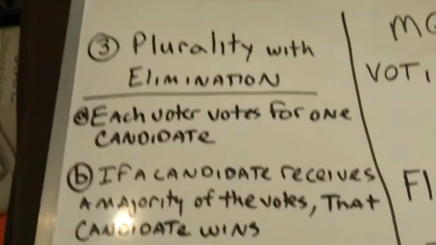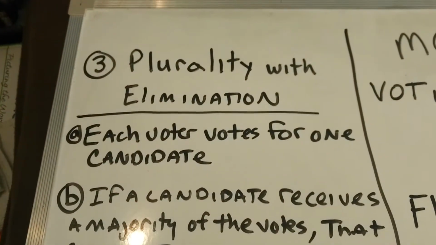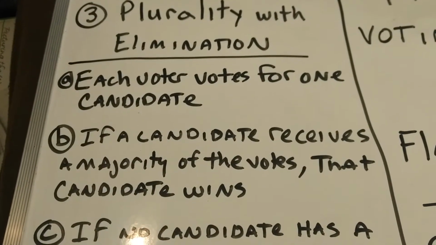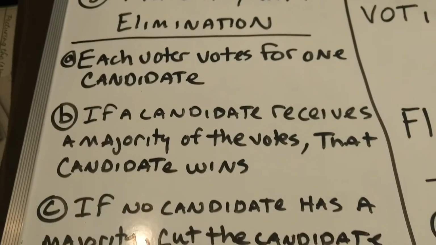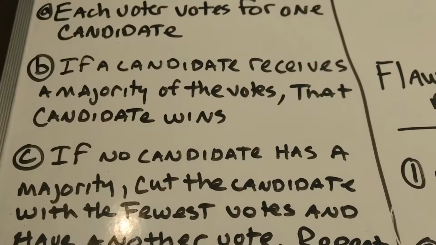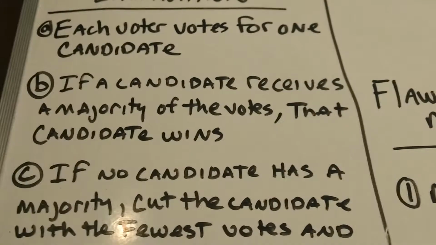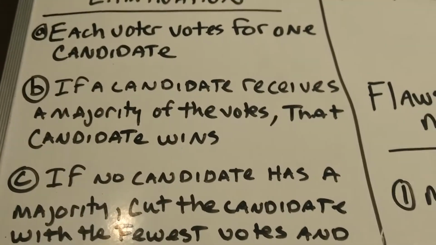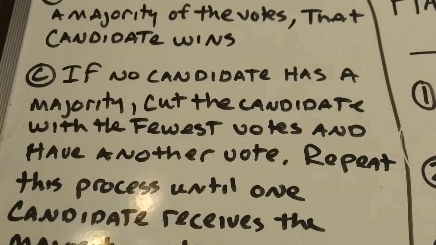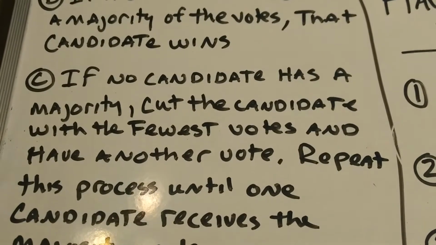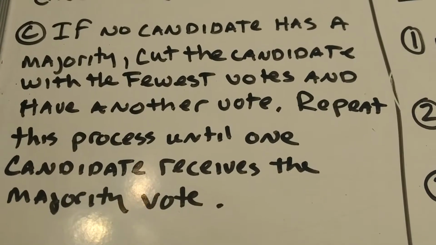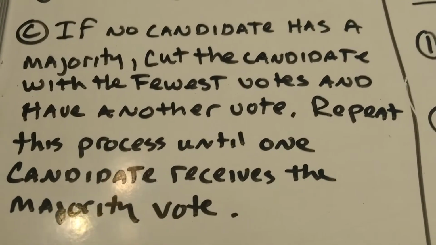The third voting method is plurality with elimination. The rules state this: each voter only gets one vote, so they can only vote for one candidate. If a candidate receives a majority of the votes, meaning 51%, that candidate wins. If no candidate has a majority, then you cut the candidate with the fewest votes and have another vote. You repeat this process until one candidate receives the majority of votes.